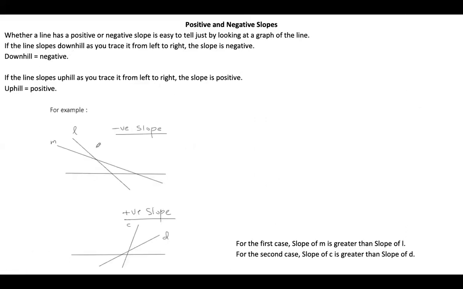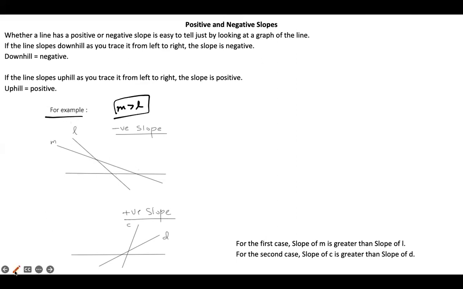Okay, this is about comparison between two slopes, as in two lines having negative slopes. Let's say this line has theta greater than 90, and theta is also greater than 90 for the other. Which line has a greater slope? I will say whichever line is to the left. So M is to the left of this line, so I'll say slope of M is greater than slope of L.